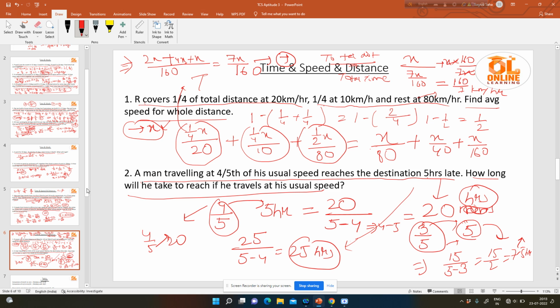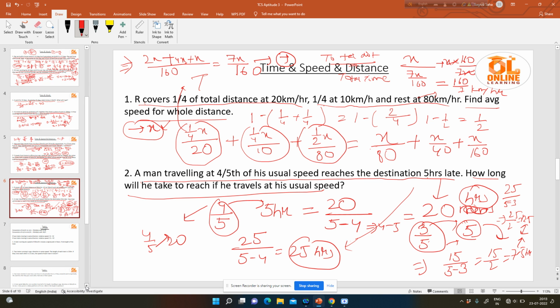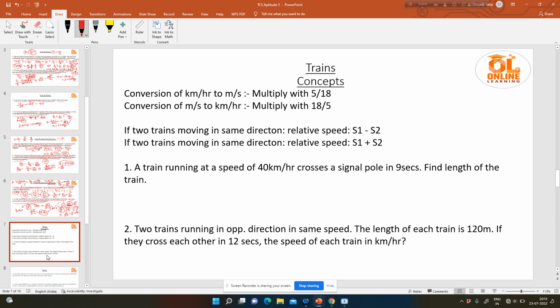And to find how much time he will take after being late, we have to multiply the denominator with the time. That would be 5 into 5, 25, and in the denominator we subtract them, 5 minus 3, that would be 25 by 2, that is 12.5. See, the difference between them is 5 hours. Hope you have understood the trick. It is very important, and you can see the same question in your TCS, or using this concept you can also solve different questions.